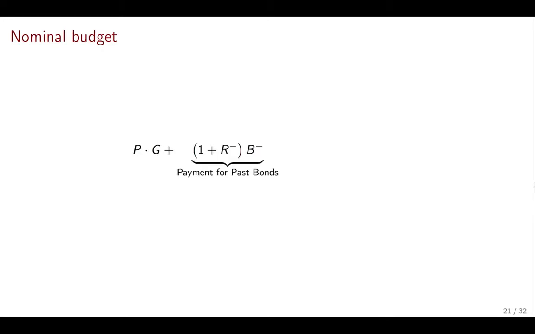Then we're going to have a new term. In principle, the government could have borrowed money in the past. So B is going to be the value of government bonds that are owed for payment in this period. That's also an expenditure of the government because they have to come up with resources to pay for the past debt, that's B minus, times the interest they owe. Together, these two form all the expenditures of this government.